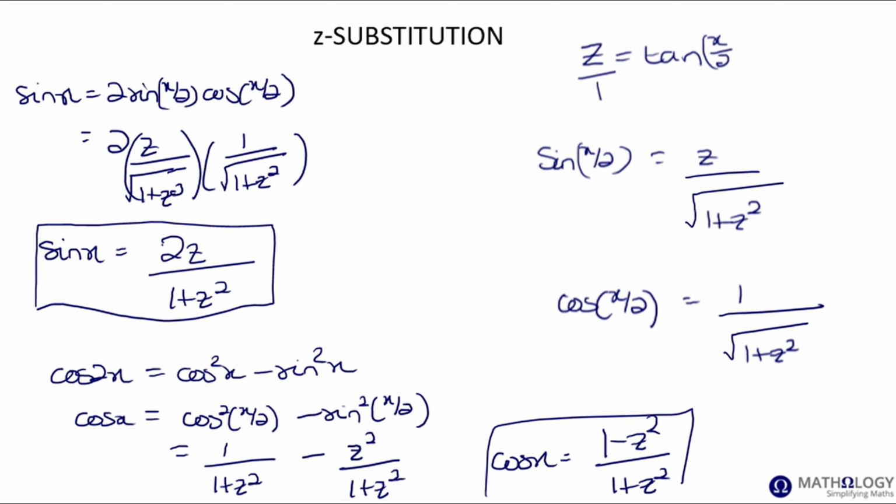So these formulae here are what we are going to refer to when we see an integral involving sine x and cos x, and we can't use any other technique available to us. We're going to resort to this so-called z substitution.